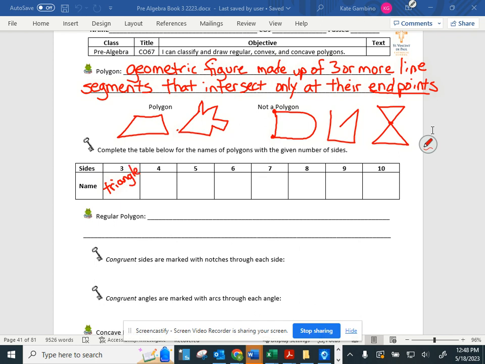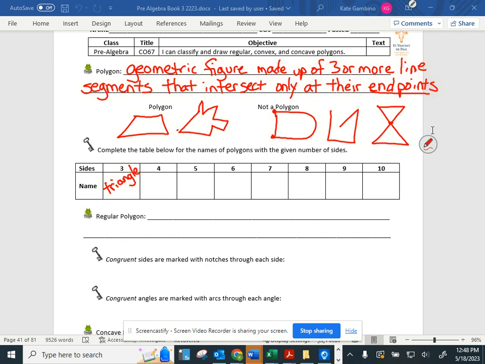Is it important that we fill out our table here? Yeah. Because are we going to have to name polygons on the test? Yes. Can we put a chart like this on our help sheet? Yes. Can we draw a picture of the polygon? No. But you can put how many sides, what it's called, you can put that on your help sheet. So it's important that we fill this out.